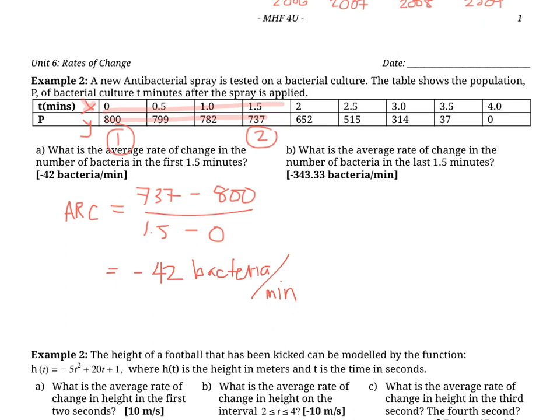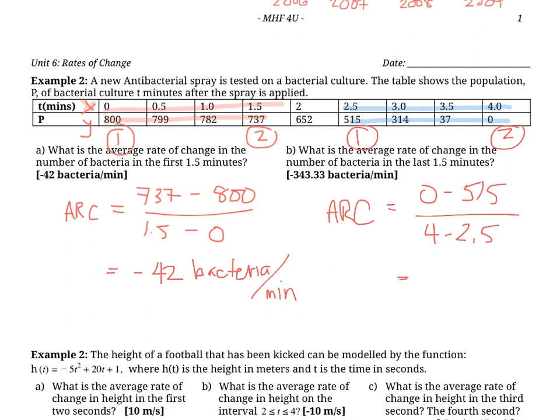What's the rate of change in the last 1.5 minutes? If the last time we have is 4, the last 1.5 minutes is going to be from 2.5 to 4. The y values we're looking at are from 515, this will be our starting point this time, and this will be our finishing point. So our average rate of change is the difference in the y values, 0 minus 515, over the difference in our x values, which is 4 minus 2.5.